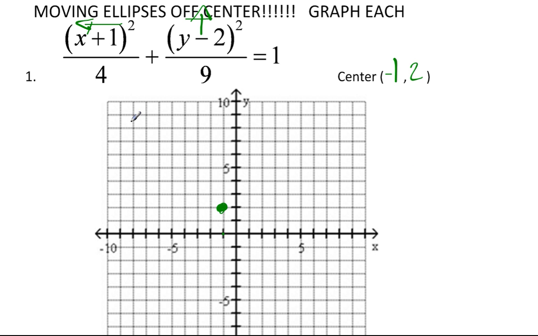Now, my radius stuff is still going to work the same. Square root of 4 is 2, and square root of 9 is 3. So I'm still going to move left and right 2 from that center, and then up and down 3 from that center as well. So it'll start looking like that, and we go ahead and draw in the ellipse.